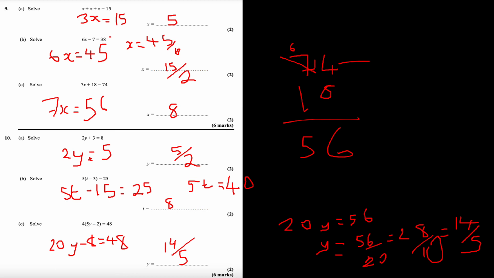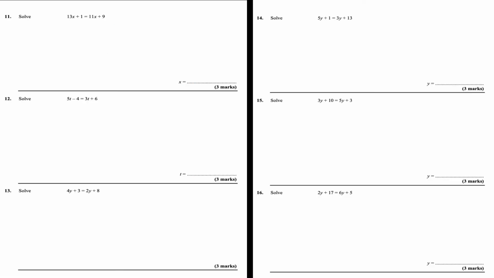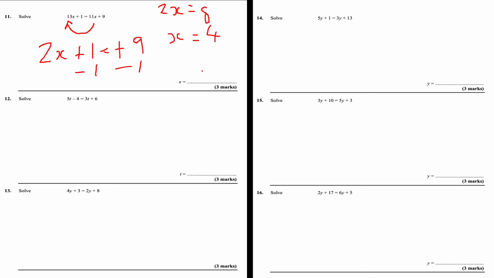Okay, guys. Question number 11. Solve 13x plus 1 equals 11x plus 9. So I'm going to bring the 11x over to this side. So subtract 11x on both sides. I get 2x plus 1 is equal to positive 9. Subtracting 1 on both sides, I get that 2x is equal to 8. Dividing both sides by 2 gives me that x is equal to 4. So x equals 4 is my answer for that question, guys.